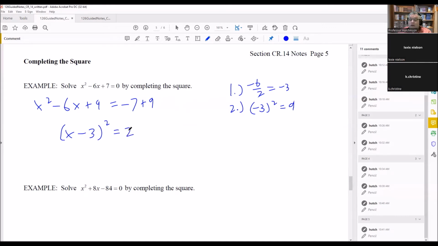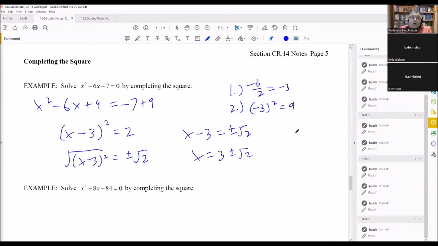All right, so now we need to solve this. Like we did before in the square root method, we're going to do the same process here. We already have the square isolated, so I'm going to take the square root of both sides, remembering that you get plus or minus when you do that. When I get rid of this, I get x minus 3 is equal to plus or minus the square root of 2. This doesn't simplify any further, so I just leave it as the radical. Now I just add the 3 to both sides, and I get 3 plus or minus the square root of 2. That is my answer.